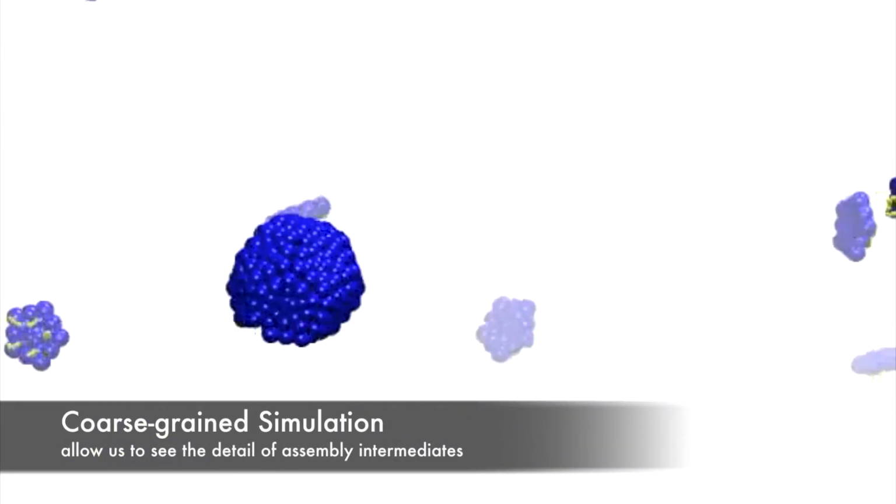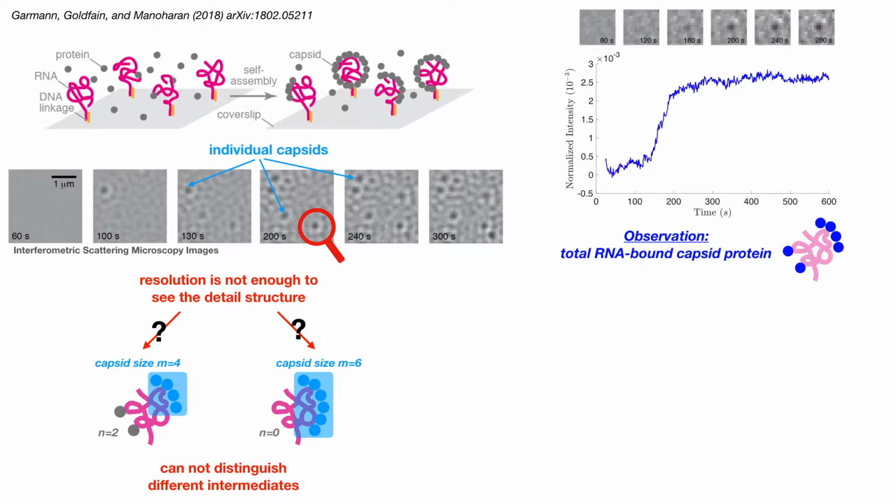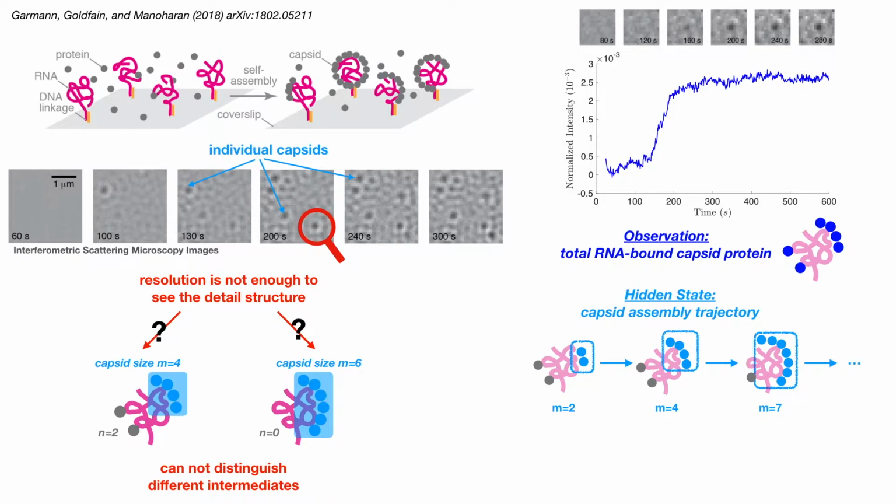these assembly intermediates. Recently, there is an exciting experimental breakthrough which makes it possible to visualize the assembly of individual capsids around RNA molecules. However, the resolution is still not enough to distinguish the assembly intermediates with different structures. As a result, the experimental observation is the total amount of the capsid protein bound to the RNA, and the assembly trajectories are hidden underneath the noisy data.